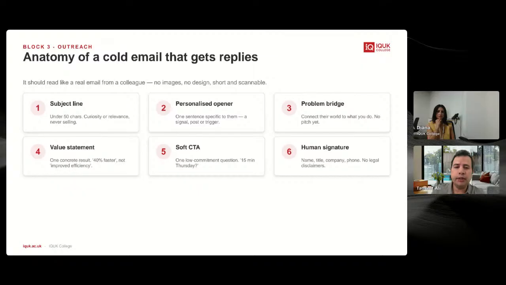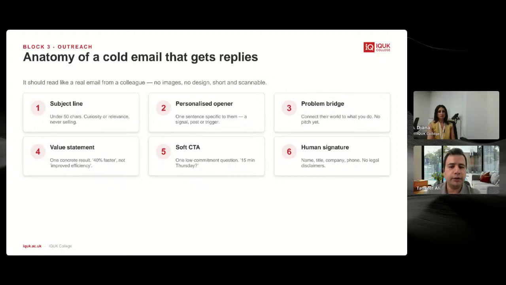So generally, it's one sentence specific to them. It's about them. You don't want to make the first line about yourself. It can be a signal that you saw on their Instagram page. It can be a LinkedIn post that you saw from the founder, the owner, the manager. The first line should be a trigger, a signal that you received from their business, and you want to start with it.